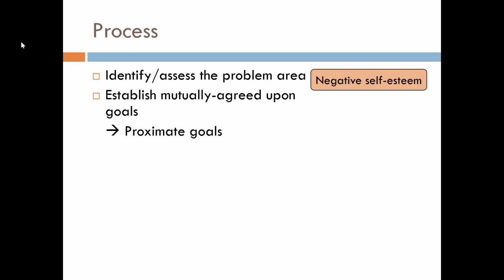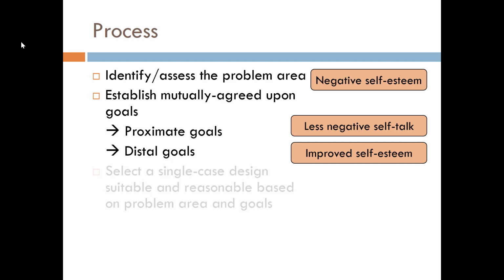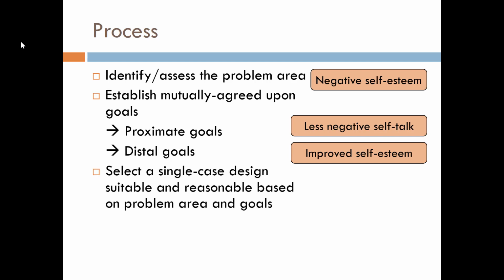And we would come up with what are called proximate goals, which are more immediate or in the short term. So for example, we could work on less negative self-talk. And then this will lead to the more distal goals, which are more long-term in terms of improving self-esteem in this case. So after this is done, then we would select a single case design that would be suitable and reasonable based on the problem area and the goals that we have. And there's different kinds of designs that we can use, which I'll go over later.